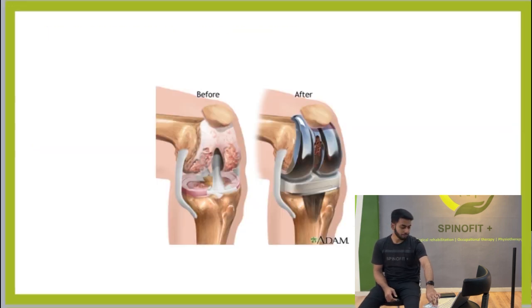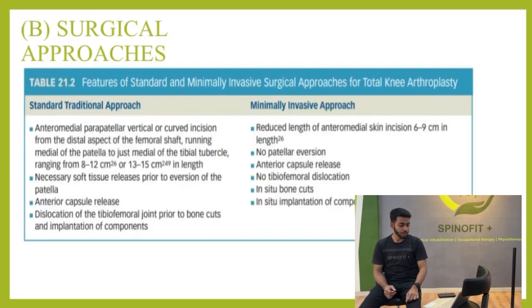Now according to the surgical approaches, we have the traditional and minimally invasive approaches, and one more approach, the quadriceps splitting or quadriceps sparing approach. According to implant fixation, we have cemented, uncemented and hybrid types. Now we will compare the traditional and the minimally invasive approach.